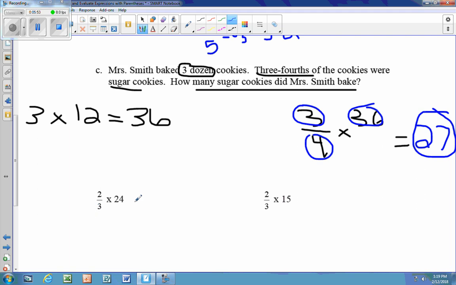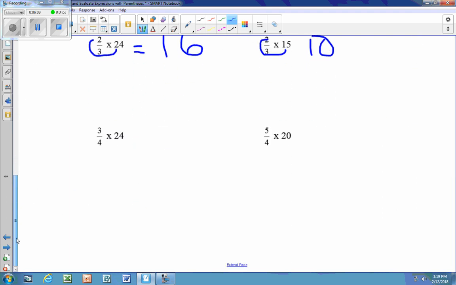And over here, same thing. 24 divided by 3 is 8. And 8 times 2 is 16. 15 divided by 3 is 5. And 5 times 2 is 10. We have down here 24 divided by 4 is 6. 6 times 3 is 18. And then 20 divided by 4 is 5. 5 times 5 is 25. And that's our review for Topic C quiz.